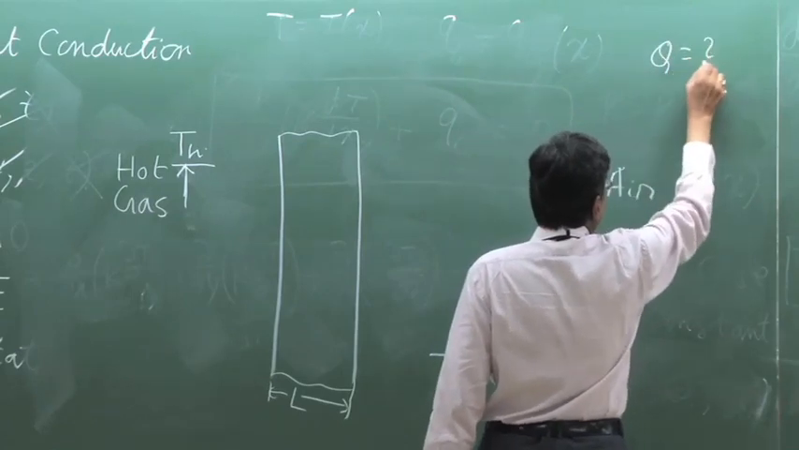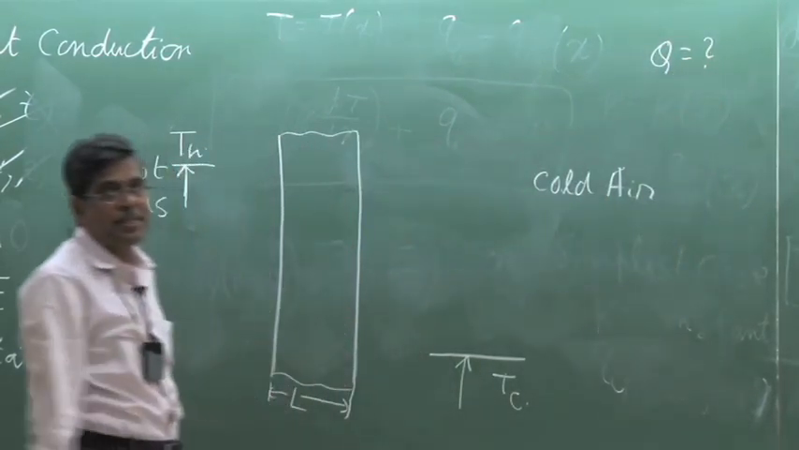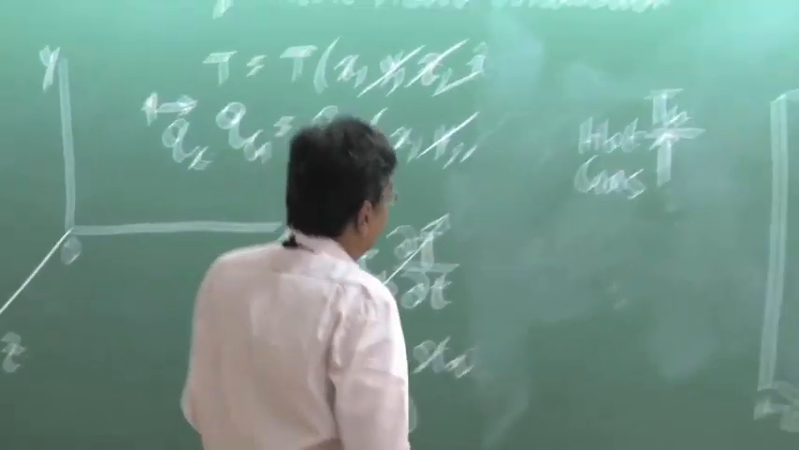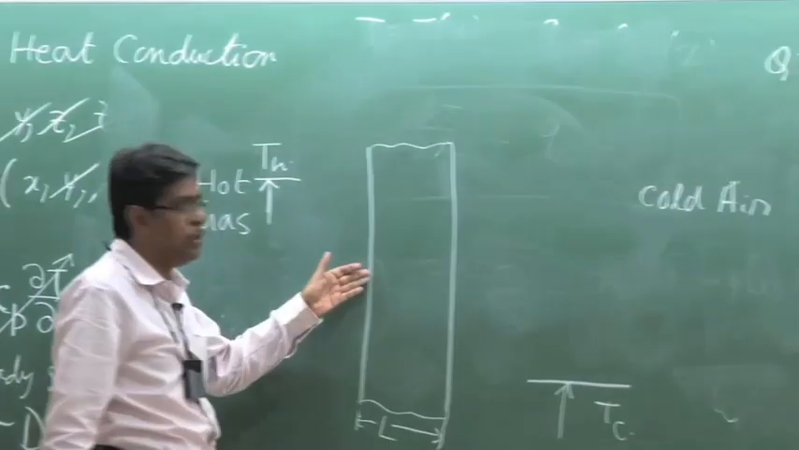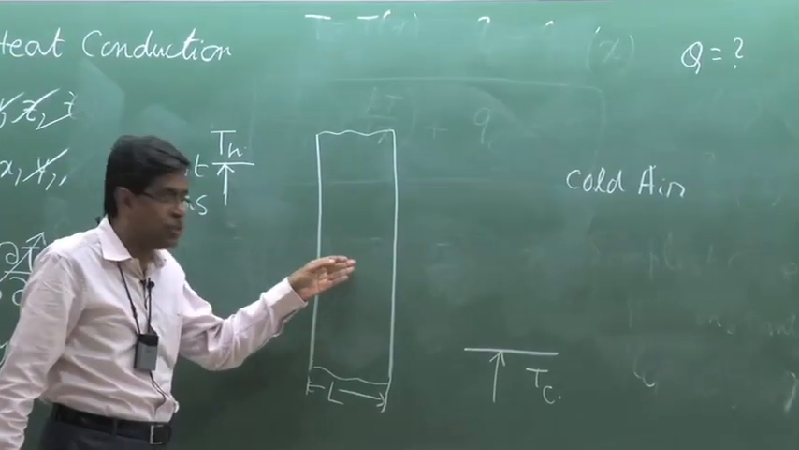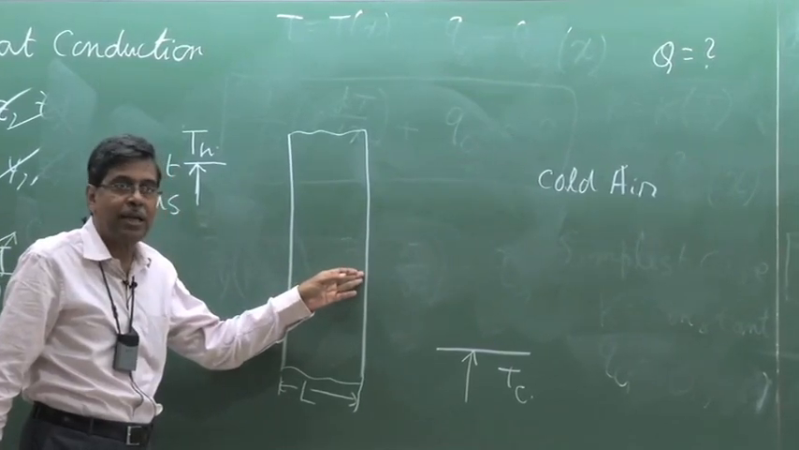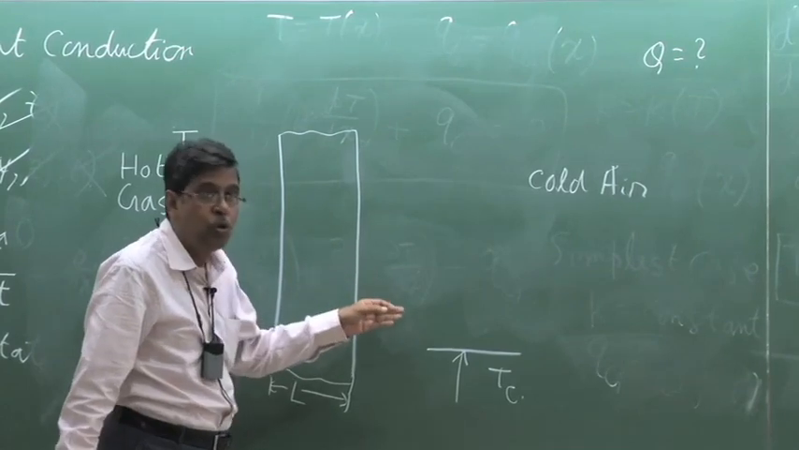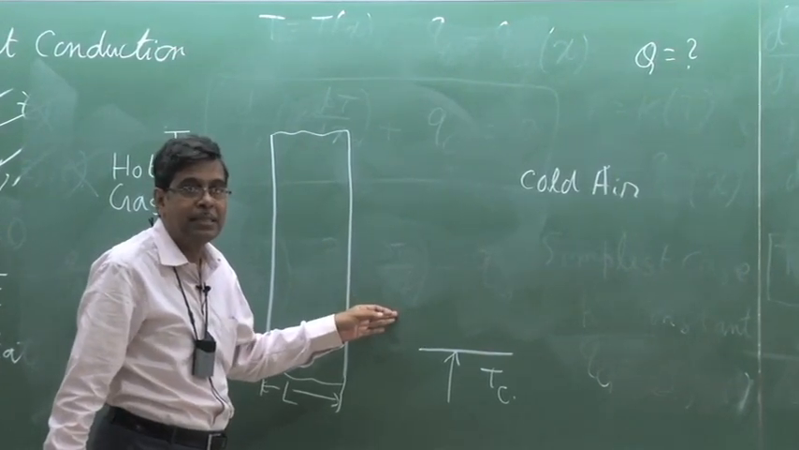What is the value of Q? So in this case, if the problem is at steady state, that means the heat which comes by convection to this surface from the hot gas is the same one that is conducted through this solid and again is convected from this surface to the cold gas.